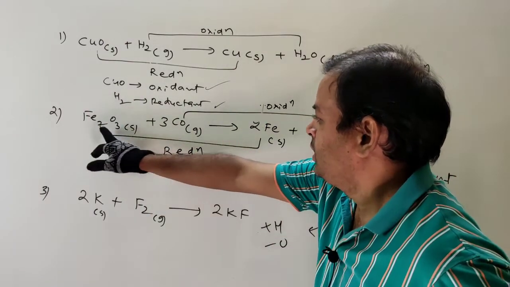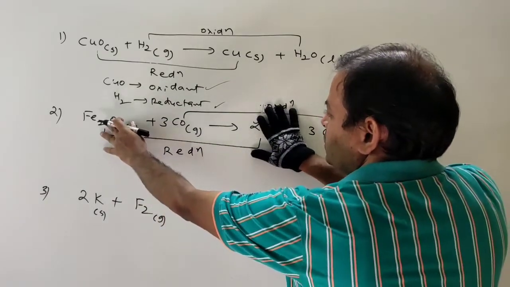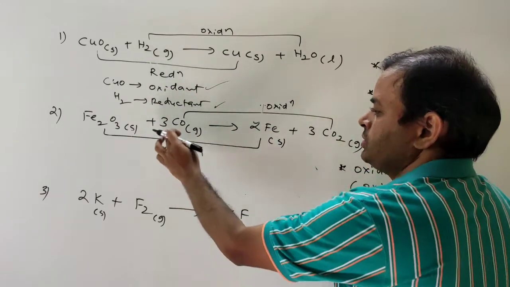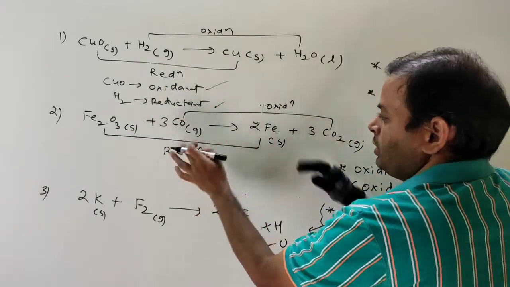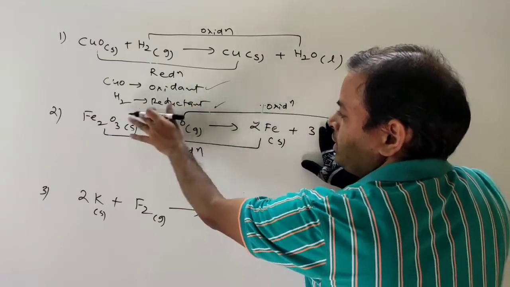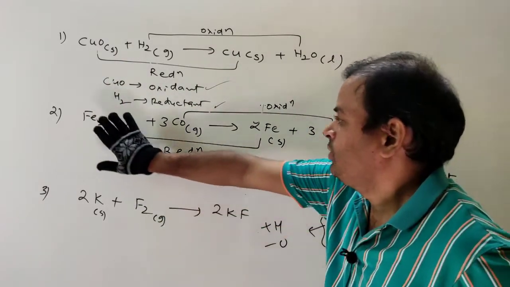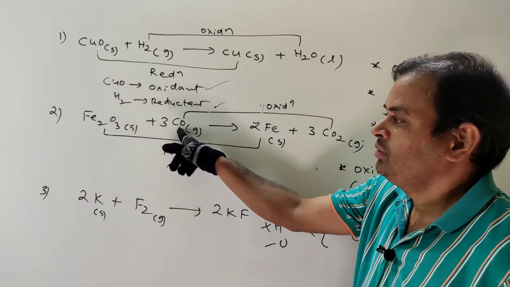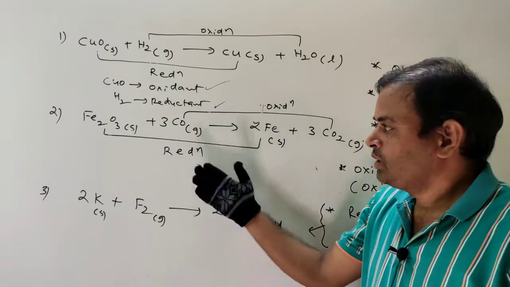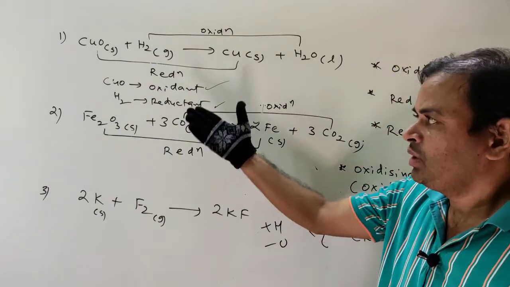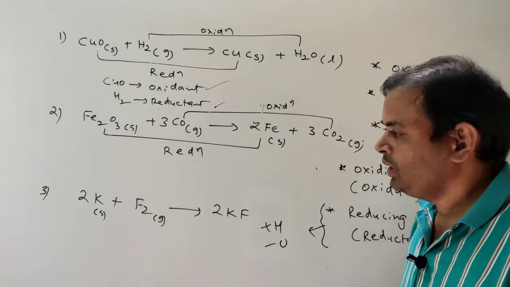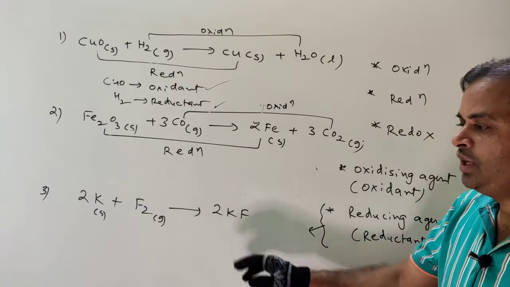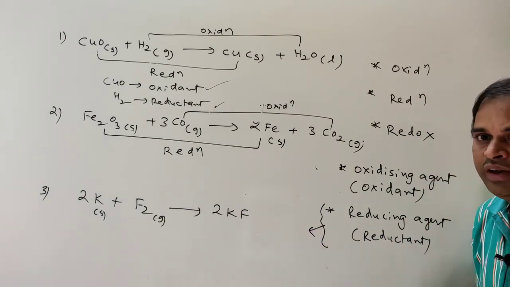Now if you take Fe2O3 to Fe, this is reduction, and the remaining one is the reductant. If you consider the oxidation reaction CO to CO2, the remaining one is the oxidant. For the Fe2O3 to Fe reduction reaction, CO is the reductant. Like that, the remaining one is the oxidant or reductant. Now here K plus F2 gives KF. How can you justify this as a redox reaction?